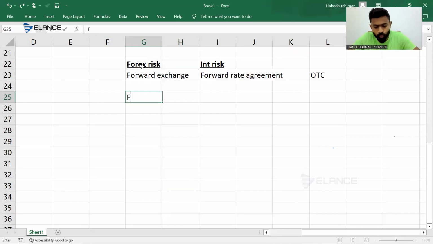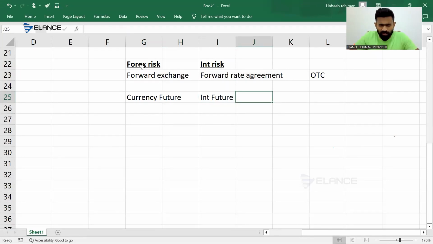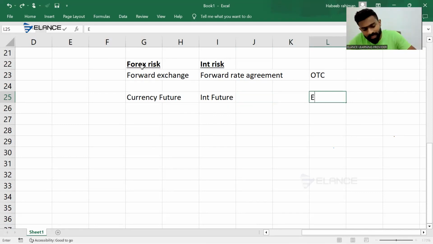Next, futures. These are currency futures. Here it is interest futures. Futures also make the final result fixed. These are exchange traded.